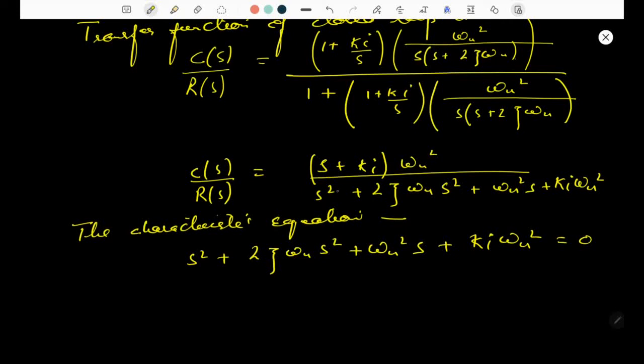Sorry, this is a mistake. It should be s cube. s cube will be there.